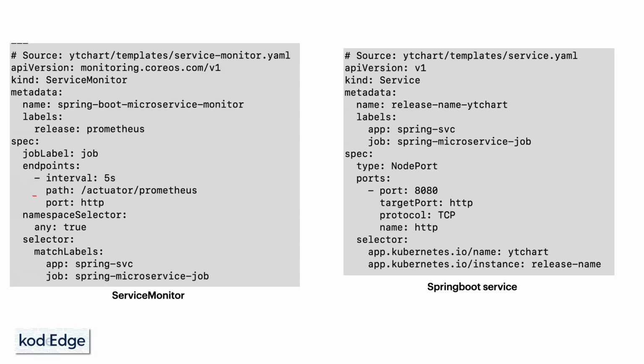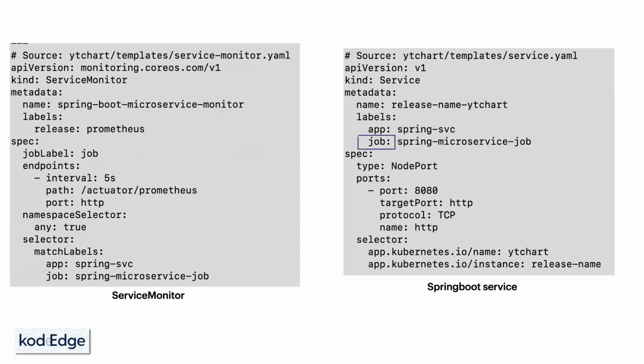Next section is for the port. So you need to give the same name that you have given into your application service for your port. So here I have given the name as HTTP. So the same name I have given into the service monitor, that will be HTTP. So this is how you can refer the job.